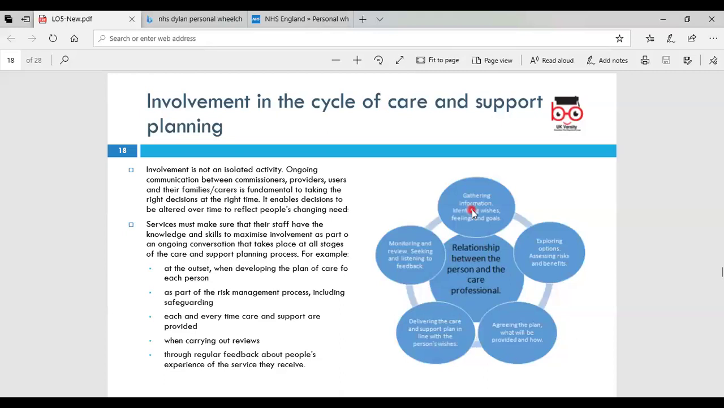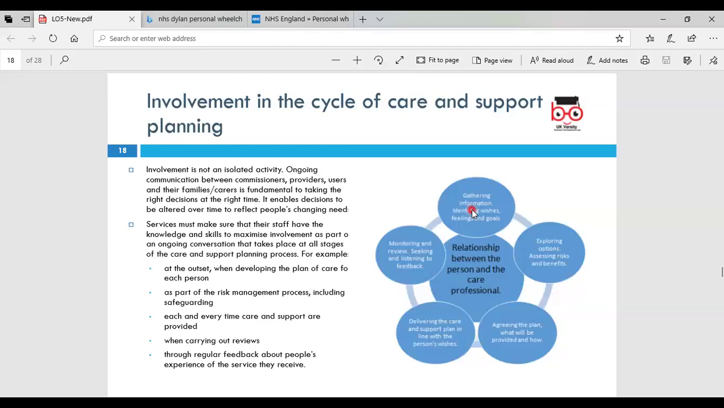So services must make sure that their staff have the knowledge and the skills to maximize involvement. This is a part of an ongoing conversation that will take place at all the stages of the care and support planning process. For example, at the outset, when developing the plan of care for each person, you should be discussing what the care plan would be, maximizing their involvement.